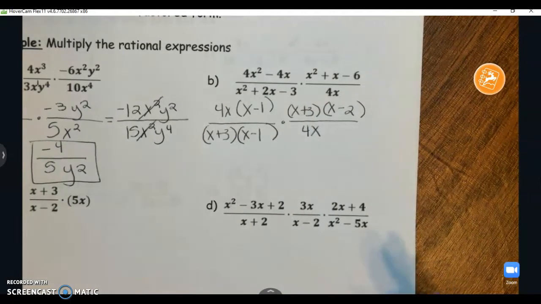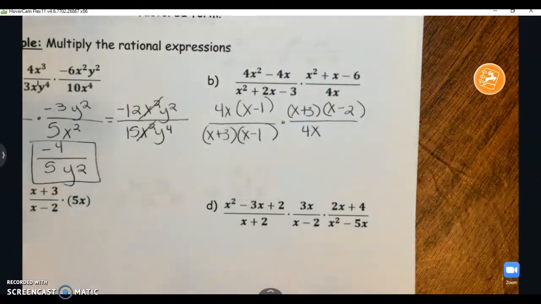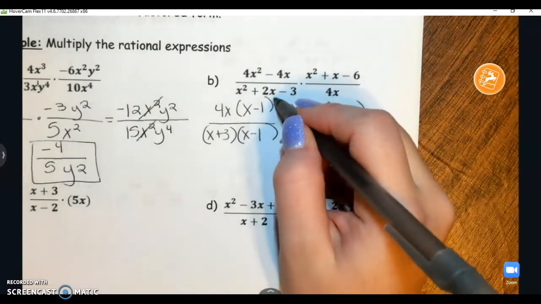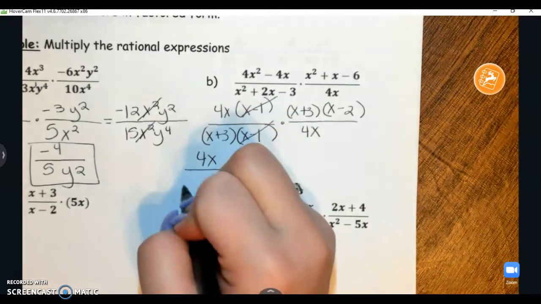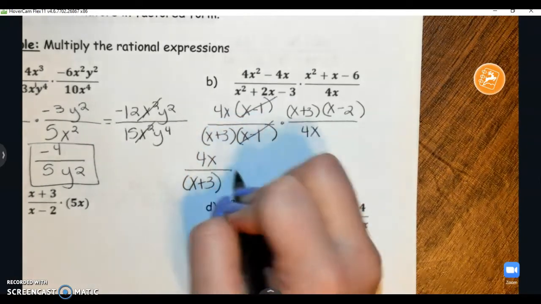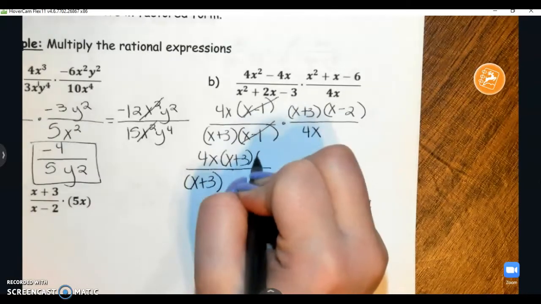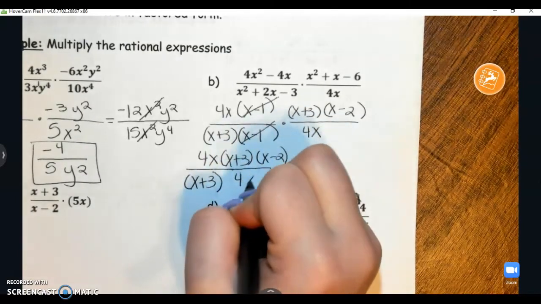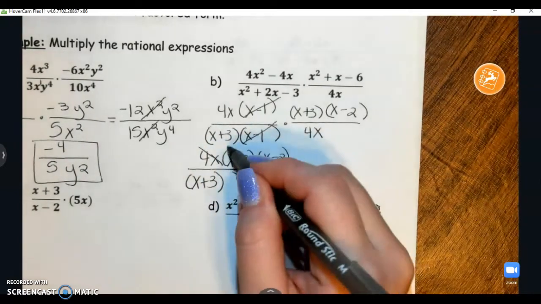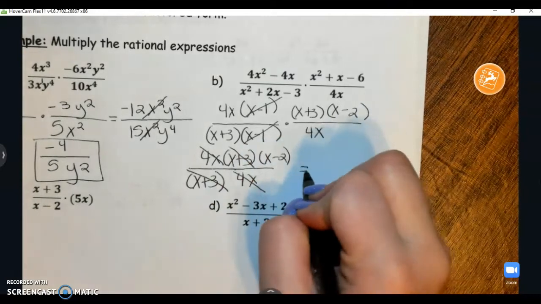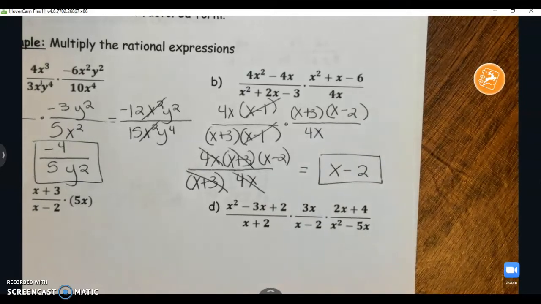I cannot factor it. So in my first expression, I have x minus 1, again, stuck inside those parentheses. It's protected, it's being multiplied, so that reduces. So I've got 4x over x plus 3. And then multiplying across the top, x plus 3, x minus 2 over 4x. What else can I simplify? I have a 4x and a 4x, and I have an x plus 3 and an x plus 3. So my final simplified expression is x minus 2. Okay. Let's keep going.